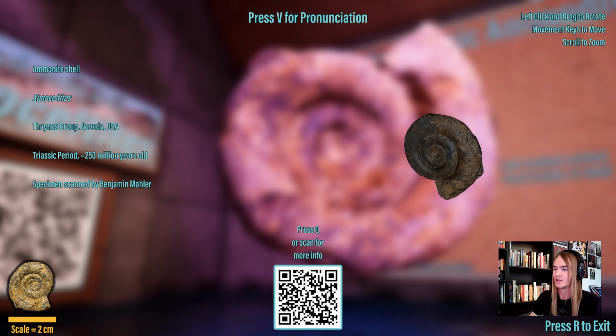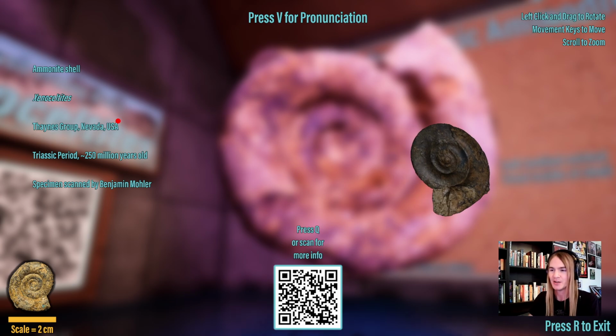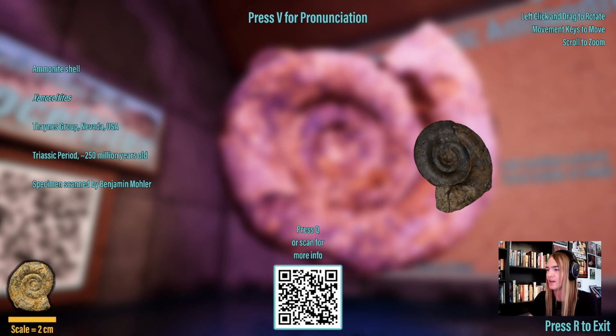So something that I'll point out about it is that this is estimated to be a little bit older than Bergeria. This is about 250 million years old. So this is an animal that lived within 2 million years of that massive, massive mass extinction.